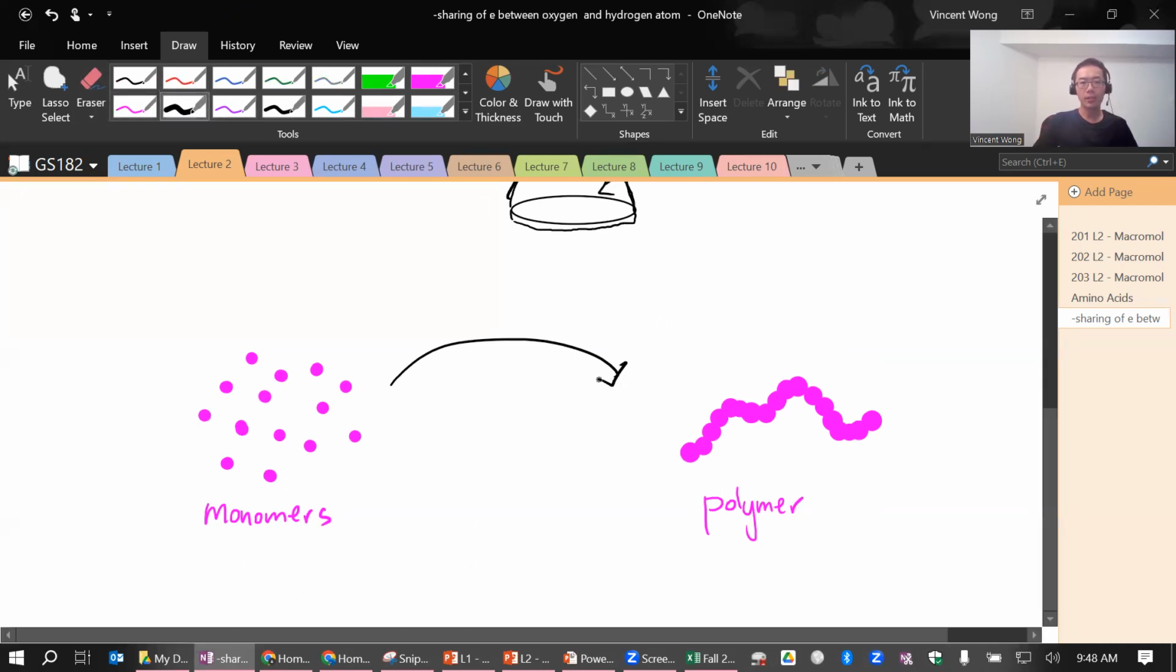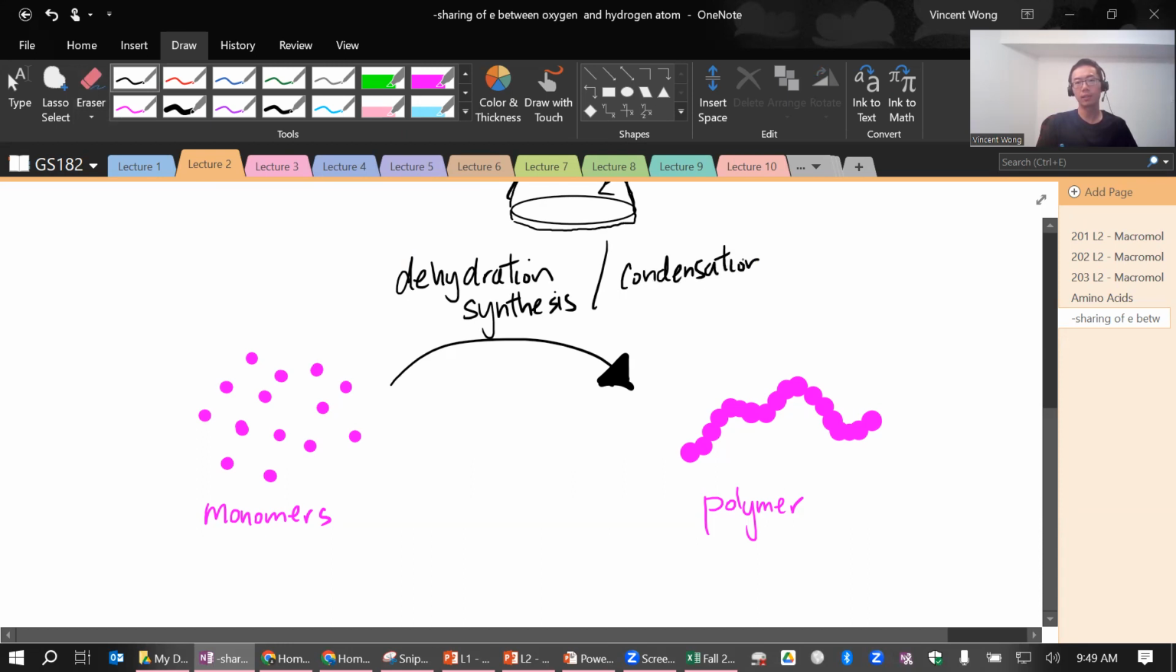So how do we do this? How do we link them together? We use a process called dehydration synthesis, right? Or condensation reaction. Okay. So plus some water molecules, n of them. We don't know how many.